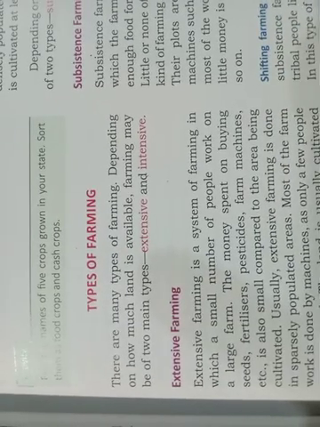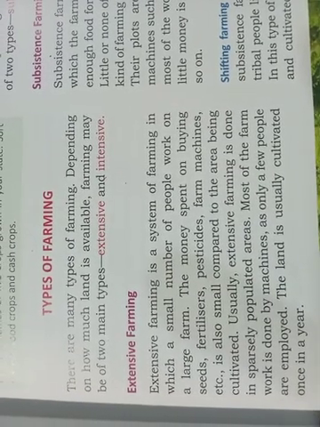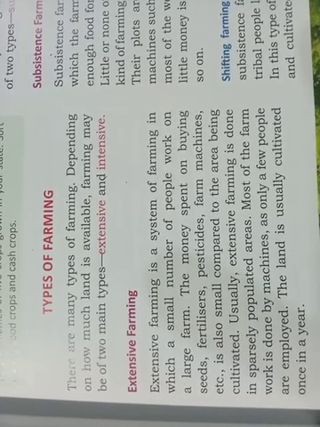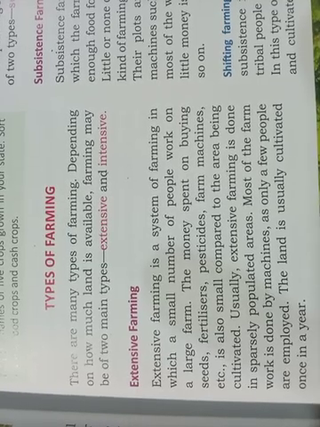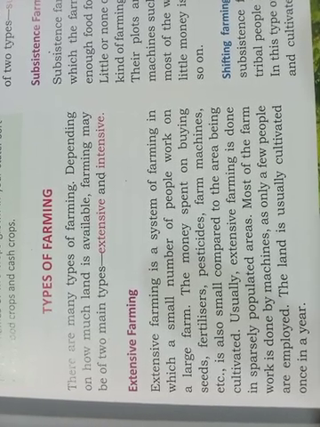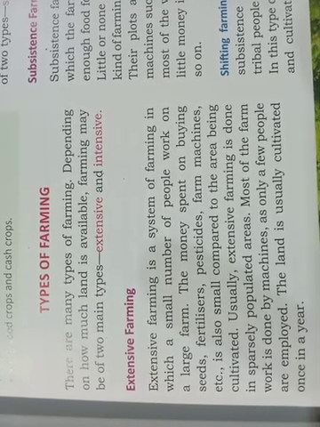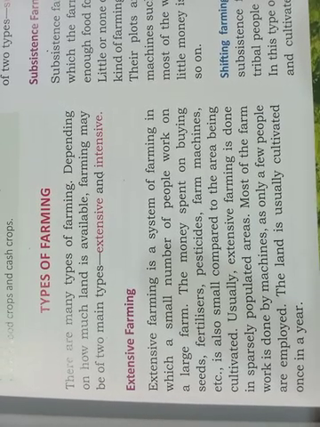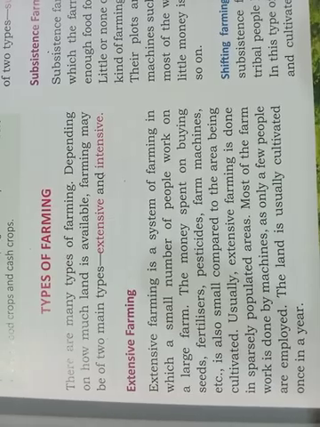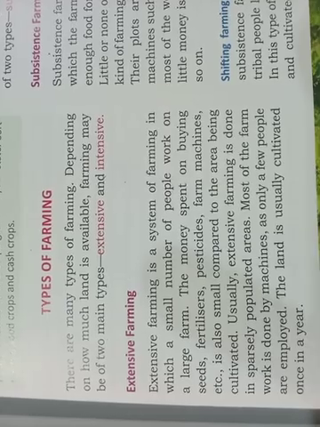Now we will discuss extensive farming. Extensive farming is a system of farming in which a small number of people work on a large farm. So here few people work in a large farm. The money spent on buying seeds, fertilizers, pesticides, farm machines, etc. is also small compared to the area being cultivated.